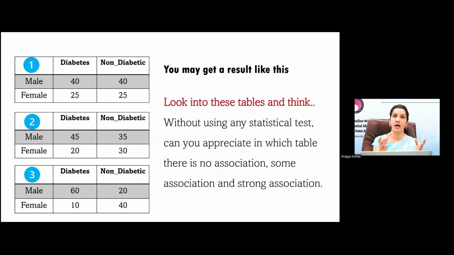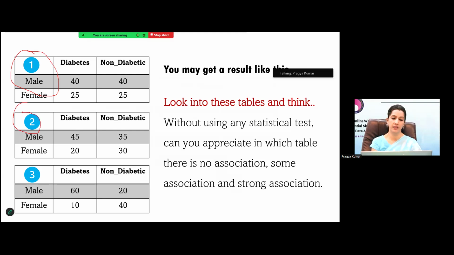Now you see that these are 3 tables, maybe from the sample which we have selected. We have measured the status of diabetes as yes and no, and gender as male and female, and I have made these three tables. Looking at these tables, even if I am not performing any statistical test, can you tell on the basis of the numbers which table has no association, which has some association, and which has a strong association? This is table number 1, this is number 2, and this is number 3.